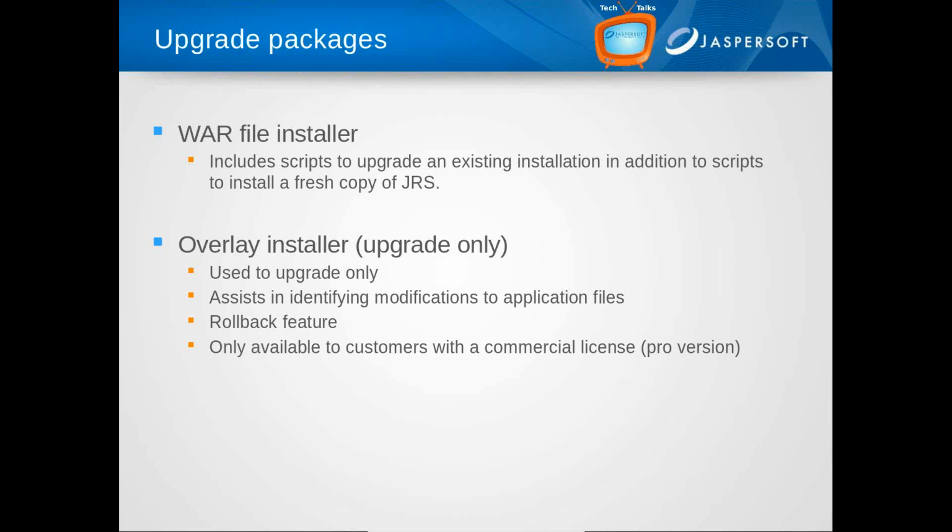One is that it assists in identifying modifications to the application's files. It will provide a report to the user during the upgrade process so that the user can identify what files have been modified so that they can migrate those changes to their new upgraded version. There's also a rollback feature. This allows the user to roll back the upgrade if they run into any problems during the upgrade process or afterwards. This is also only available for the Pro version. So customers with a commercial license can download this through the support portal.